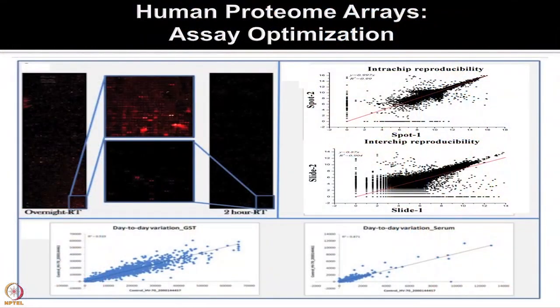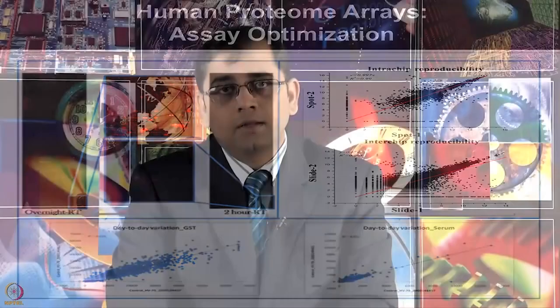On the right side you can see we have measured intra-chip reproducibility and inter-chip reproducibility, and in the bottom panel you can see we have looked at day-to-day variations across different types of spots and different types of chips. Once we have seen that our CVs are tight and the assay looks fine, then only are we ready to proceed to the actual experiment. Additionally, we have to keep an eye that when we are doing these assays, our positive controls and negative controls are behaving the way they should.